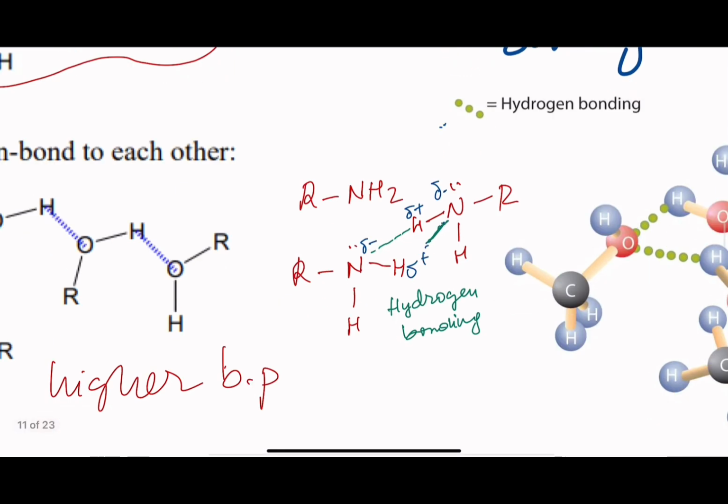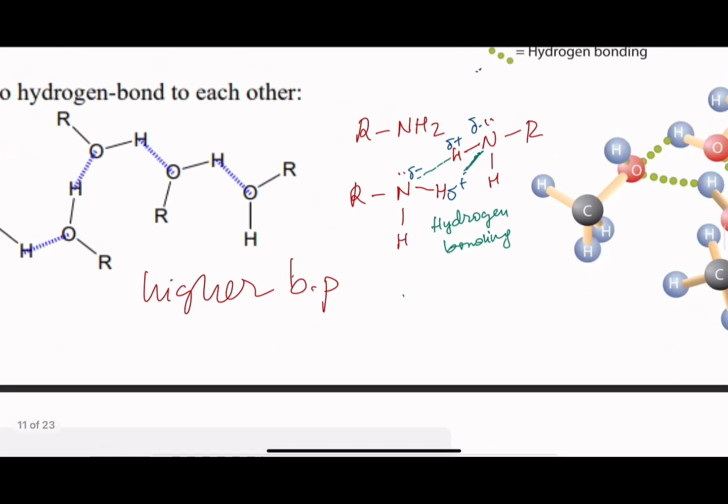I will show you another one. For example, I have hydrogen fluoride, and then another hydrogen fluoride, and another, and another one here. Because fluorine is the most electronegative element, hydrogen is positively charged and fluorine is negatively charged. So fluorine is negative, hydrogen is positive, and so on.